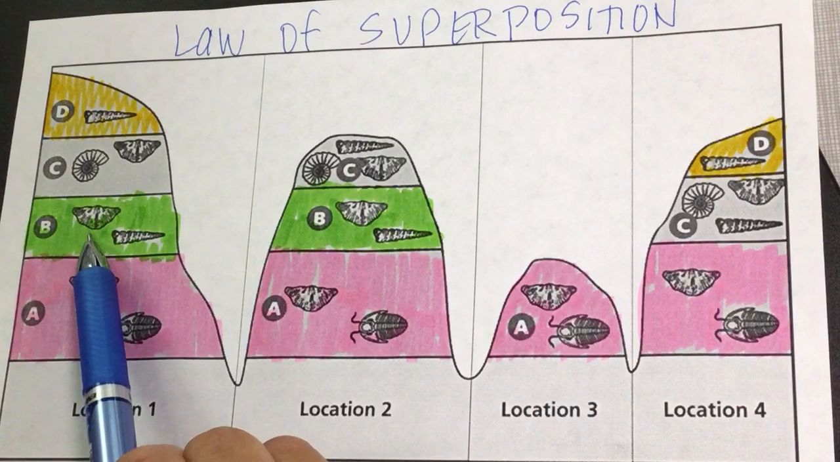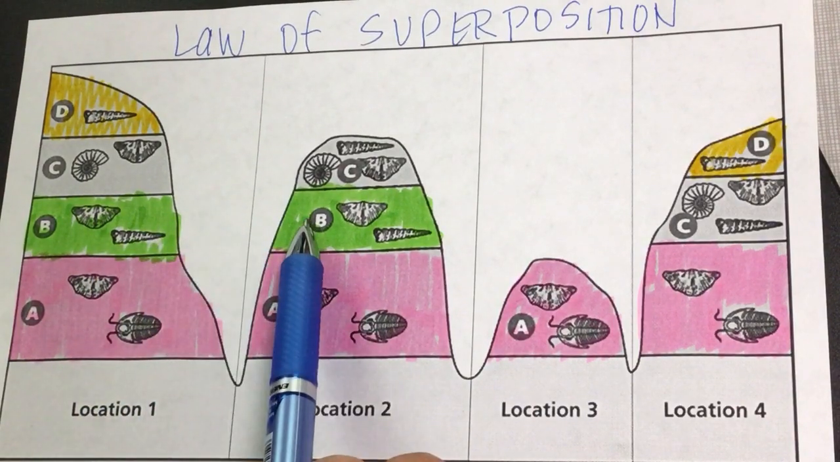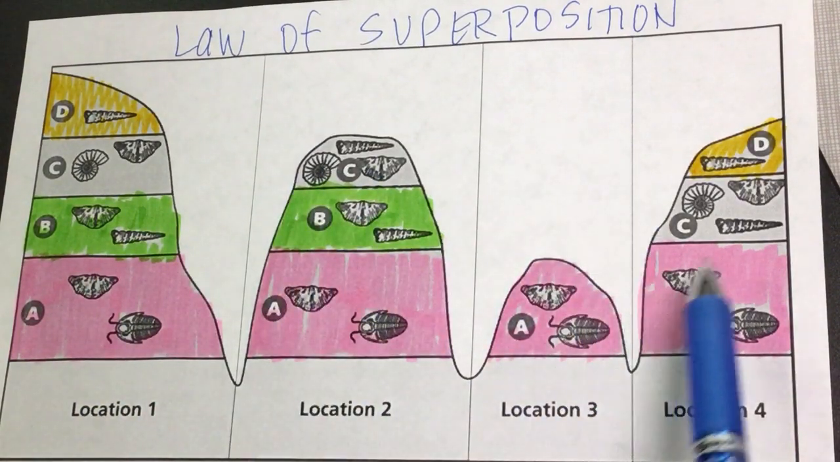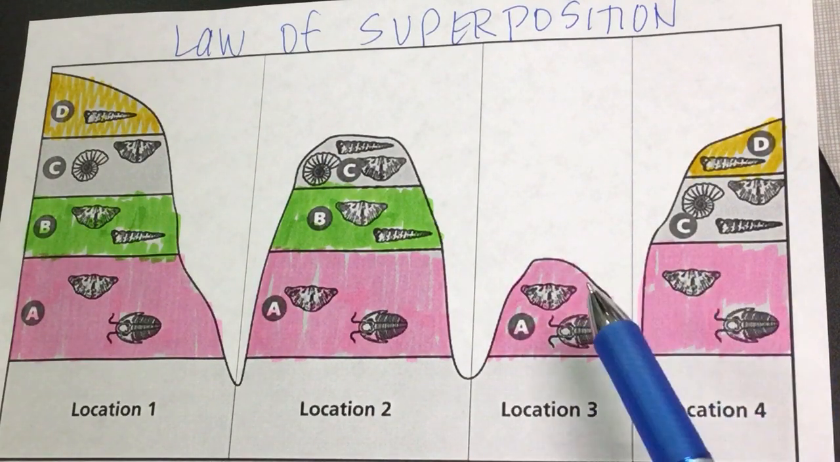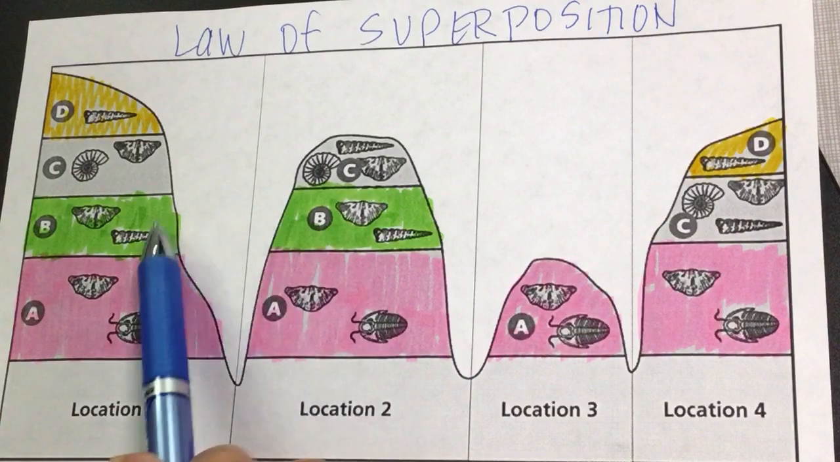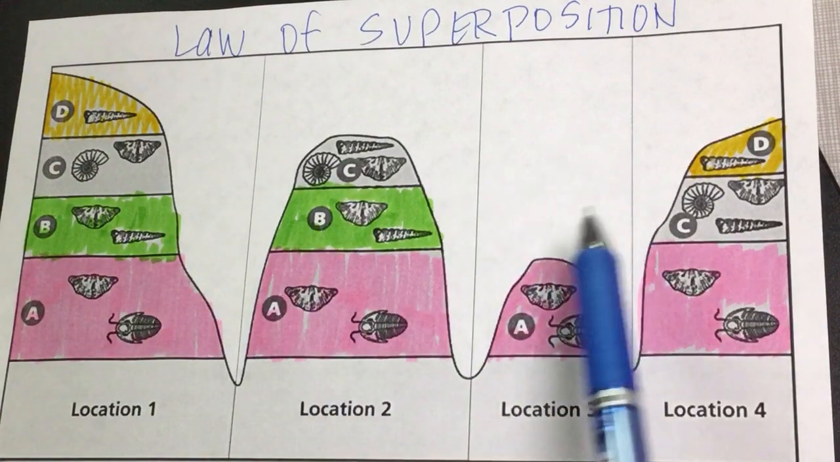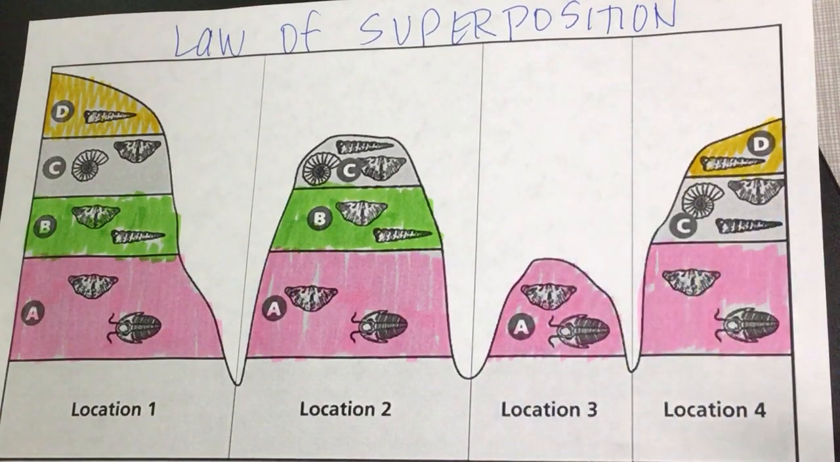Then we have this green layer, layer B, only found at two locations. It's not found at location 4 or 3. So think about why you might have this at only two locations and not found in layers at location 3 and 4. So one reason might be that it didn't even form.